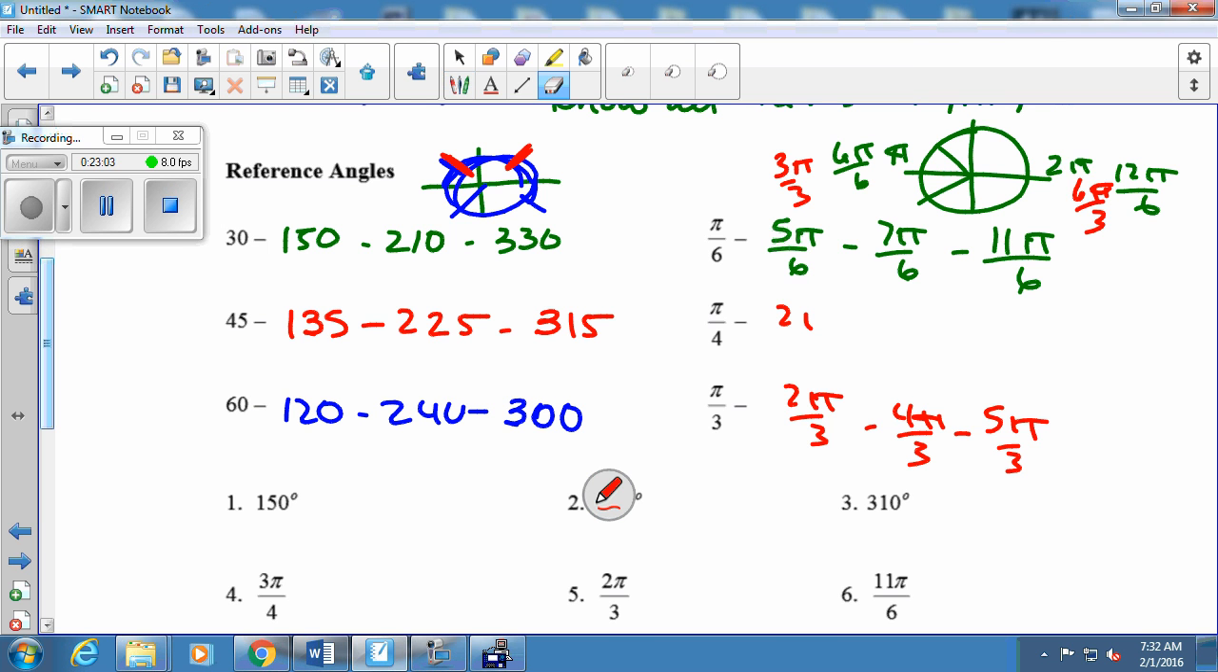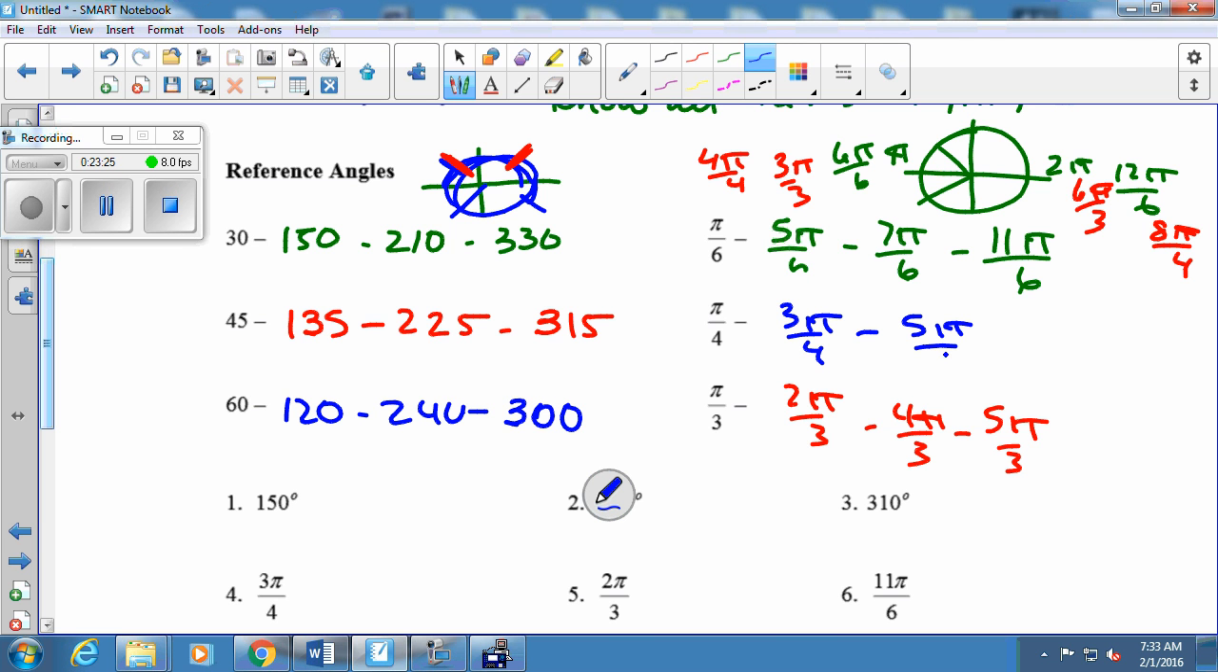Pi over 4. Well, that's fourths, right? And so this would be 8 pi over 4. So what would I get for quadrant 2? Rattle it off. What would I get? Okay. What would I get in quadrant 3 then? Okay. And in the last quadrant? Makes sense where those numbers are coming from?